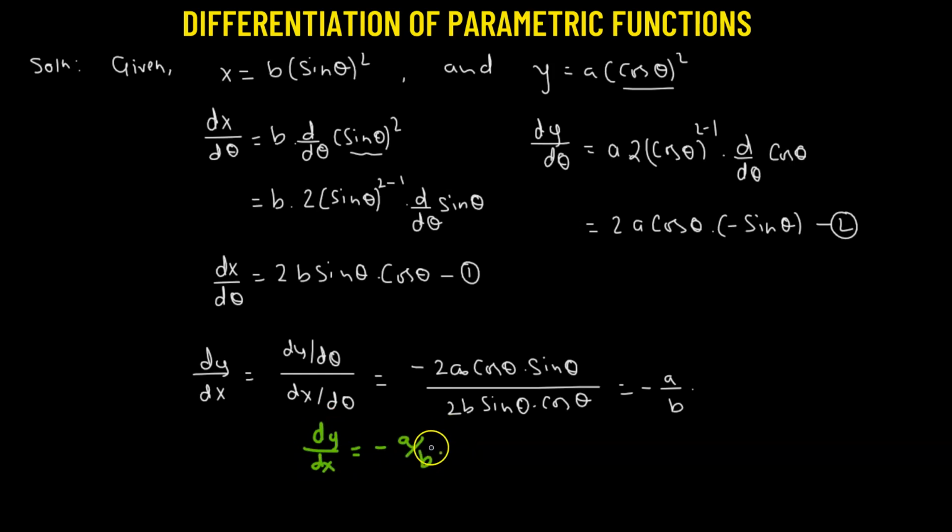Now here a and b being constants, we say we have obtained our derivative of y with respect to x as independent of the parameter theta.